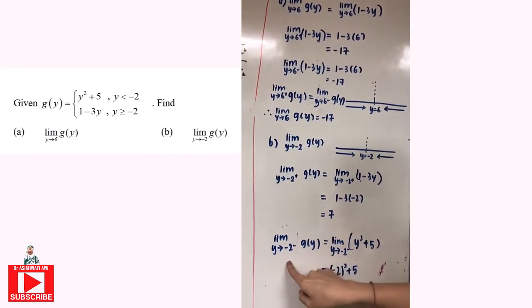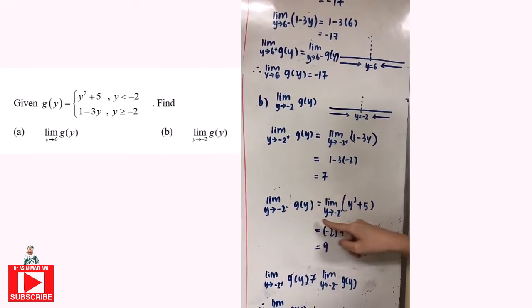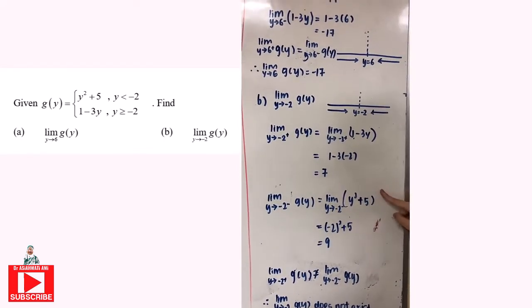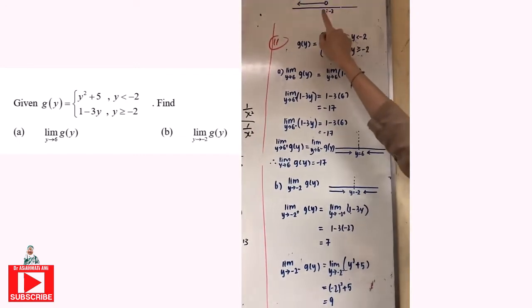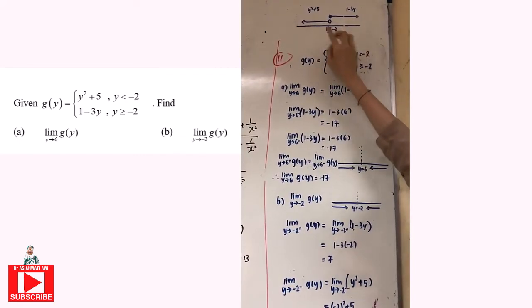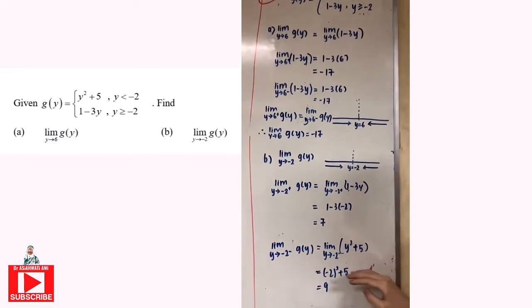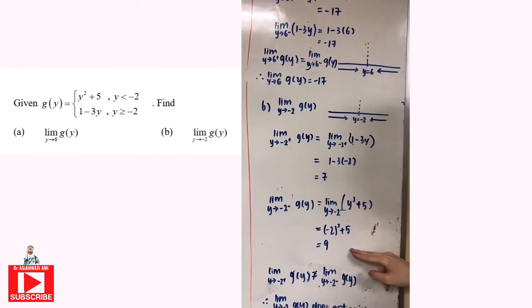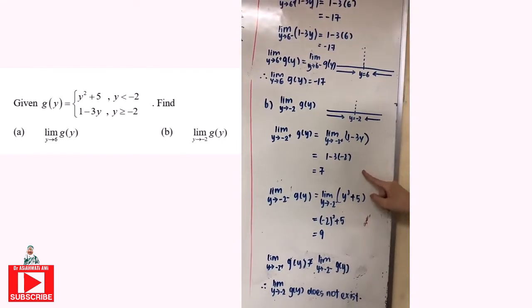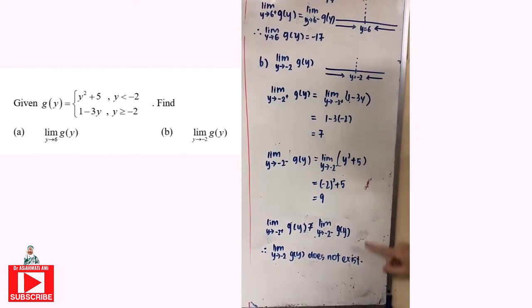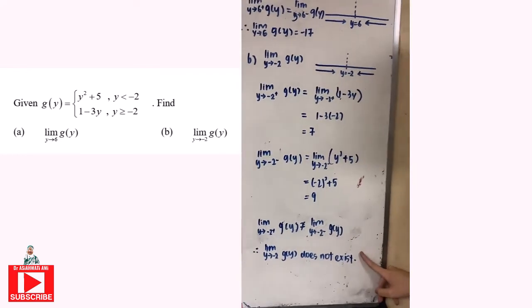While for the limit y approaching negative 2 from left, we need to use y squared plus 5 as the y approaching negative 2 from the left does not touch the other piece. So we substitute the value negative 2 and we get 9. Since the right and the left are not equal, thus the limit of y approaching negative 2 does not exist.